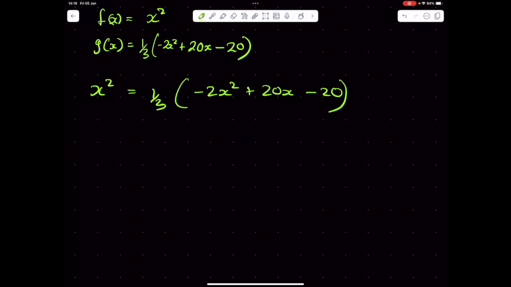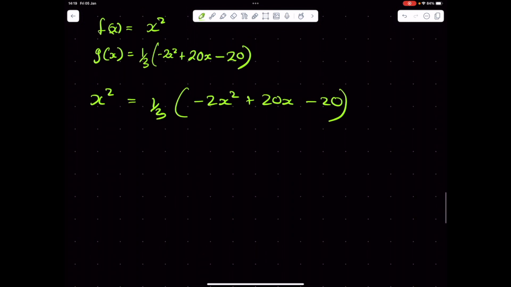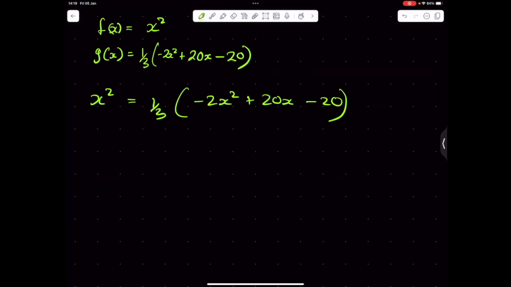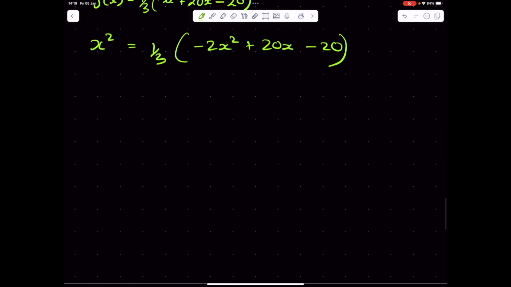For those with fancy calculators, this is all you need. What you can just do is you can just equate this into your calculator, and then it will give you your answer, right? But we are going to do it the long way. So we'll multiply 3 both sides, and that's going to give us 3x squared equals negative 2x squared plus 20x minus 20. Then what's going to happen now is we're going to equate all of this to 0.